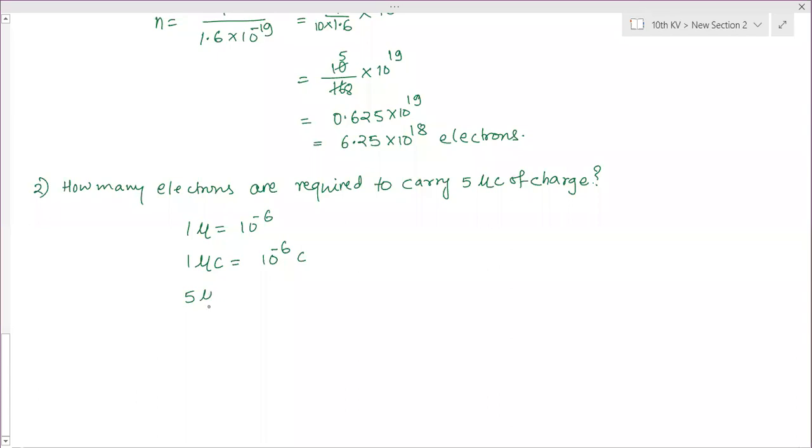So 5 microcoulomb means 5 into 10 to power minus 6 coulomb. So this is the charge. Q is equal to 5 into 10 to power minus 6 coulomb. N, the number of electrons, we have to calculate. And E we know is equal to 1.6 into 10 to power minus 19 coulomb. Okay, then calculate. Tell the answer.